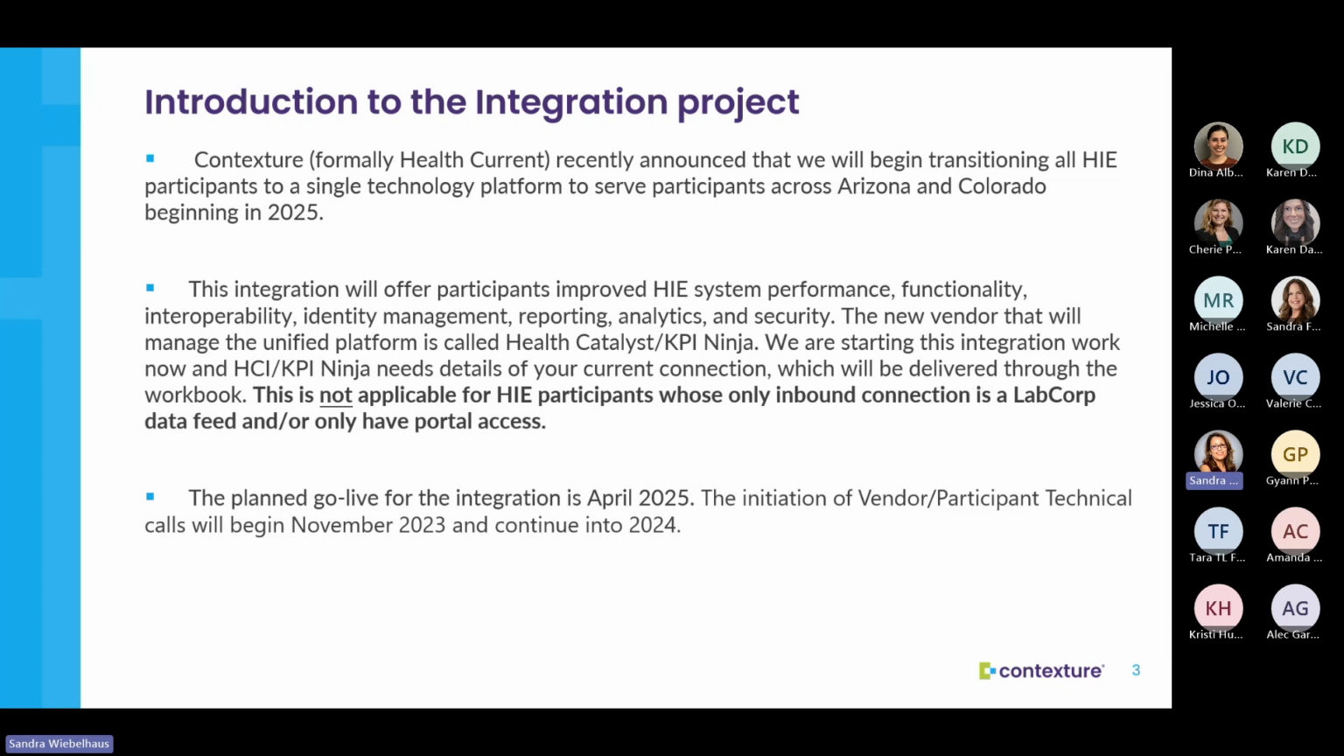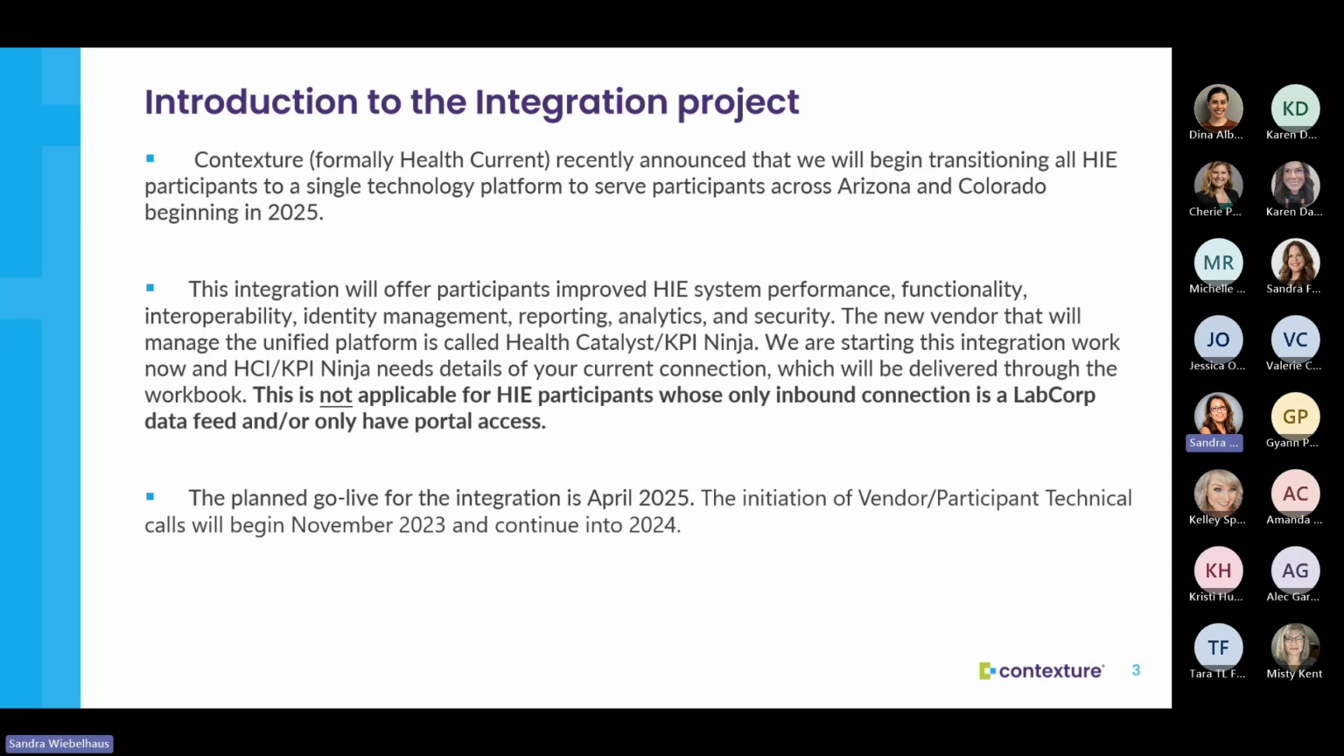Additionally, we're going to be on a more stable platform, so this is good news for all of us. The planned go live is for April of 2025, but we need to start working on migrating your data feeds well before that time, right? Because we need to work with your vendor, or we need to work with you to get those, and we need to start testing. So there's a lot of stuff that goes into that so that we can make sure to get you successfully migrated.